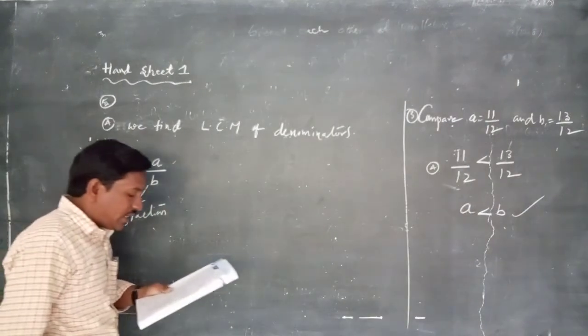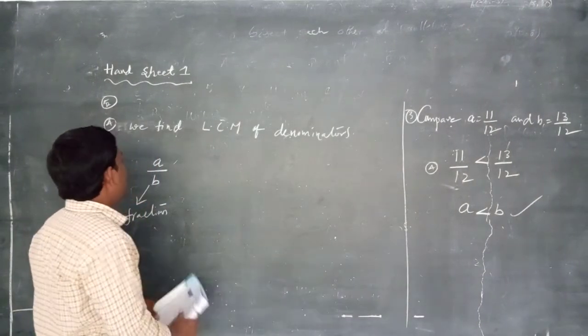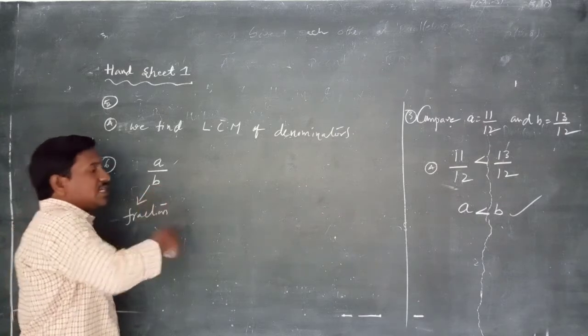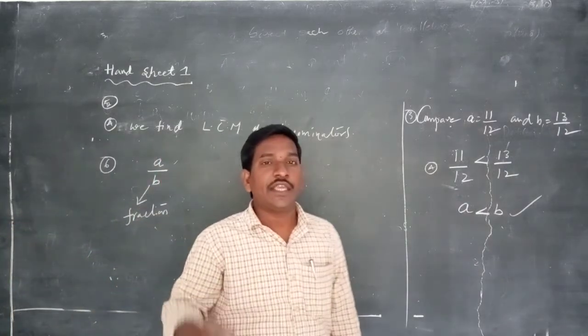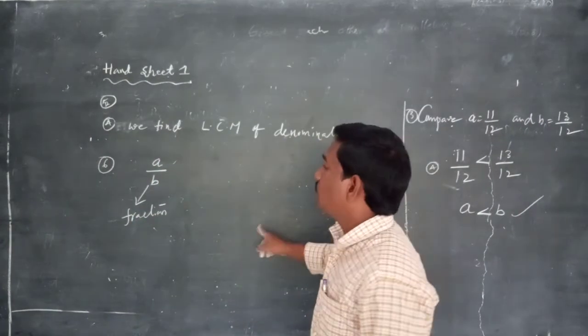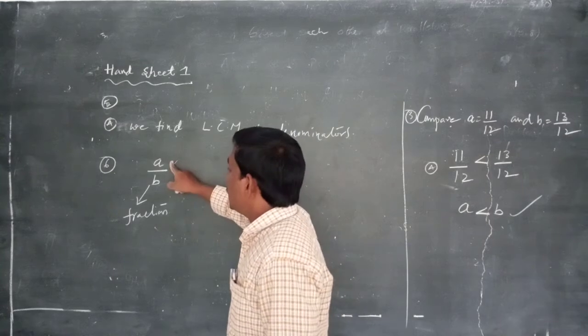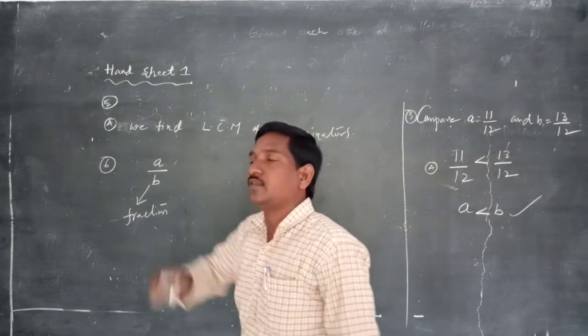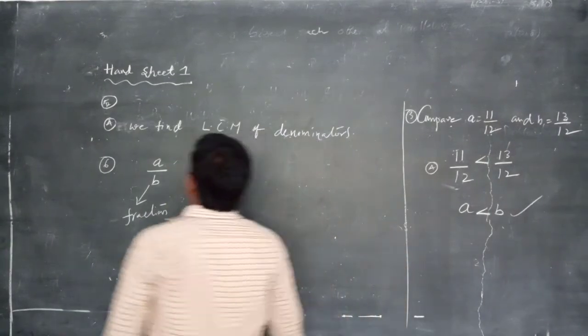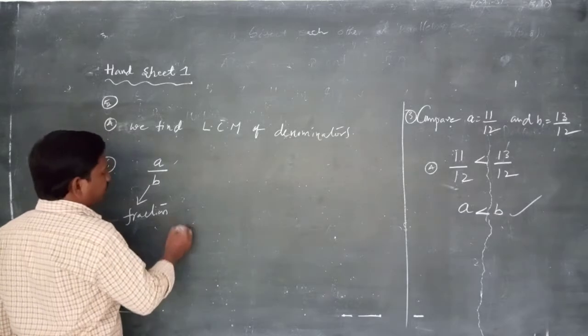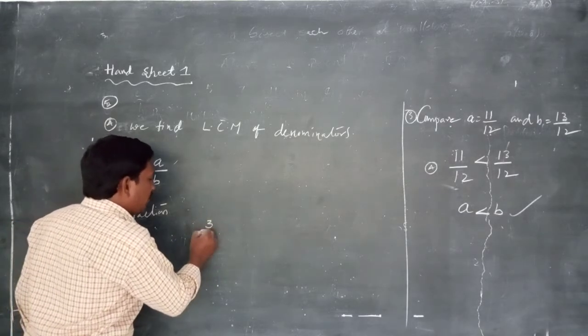If a fraction A by B is said to be in its lowest form, its lowest form is also A by B. So when we calculate, the HCF of A and B should be 1. For example, 3 by 5.